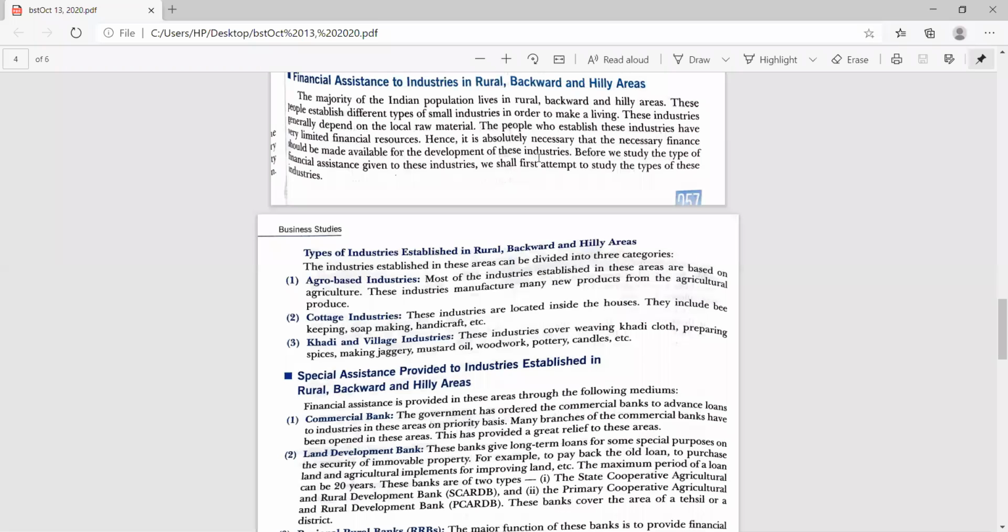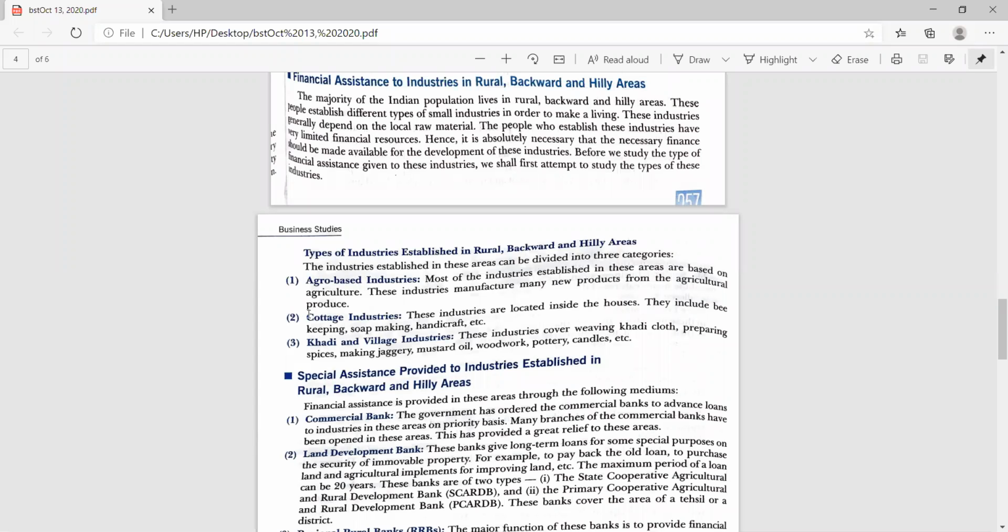Before we study the type of financial assistance that is given to these industries, we should study the types of industry first. Let's see. The types of industries you will find established in the rural, backward and hilly areas. Number one, agro-based industry. Most of the industries established in these areas are based on agriculture. These industries manufacture many new products.